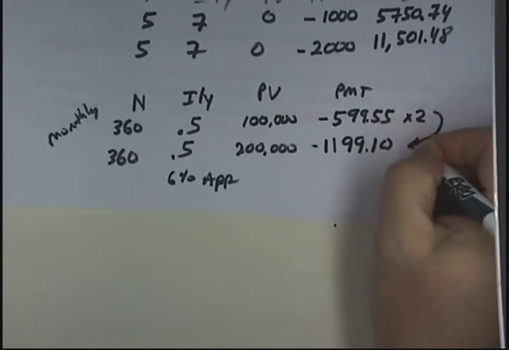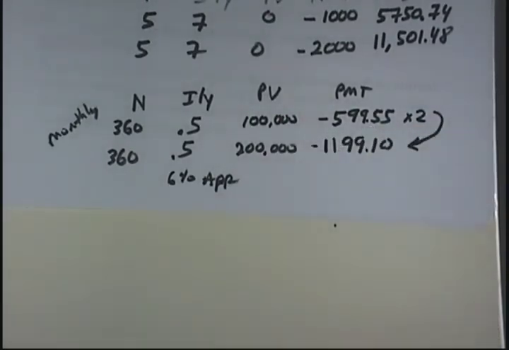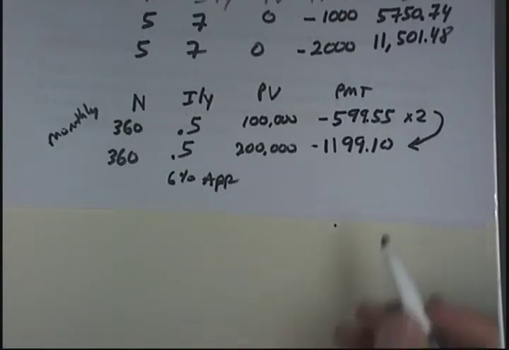I'm going to check that. Double that $100,000 loan payment and see if you don't get exactly that $200,000 loan payment. And that seems to check out to the penny. So when you double the loan amount, you will double the payment amount, everything else equal.